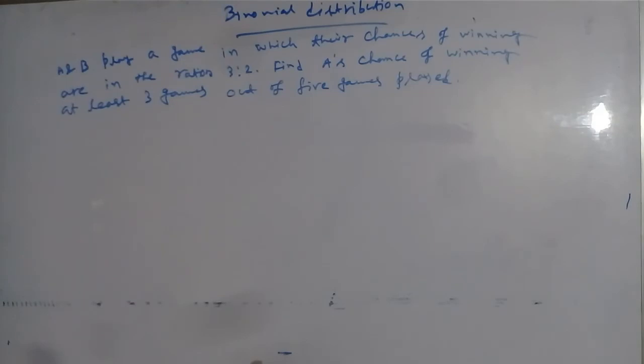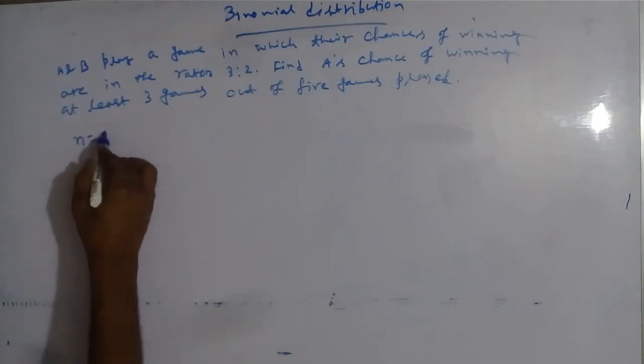So chances of winning are in the ratio 3:2 means if total 5 games are played, then A wins 3 games and B wins 2 games. And actually they are playing 5 games, so we have to find out the probability of A's chance of winning at least 3 games.